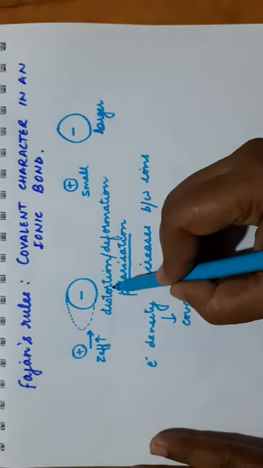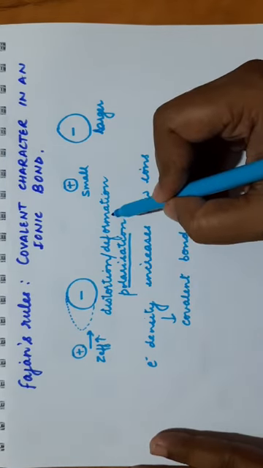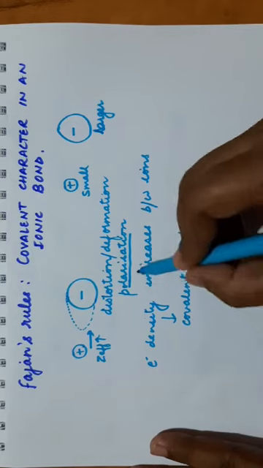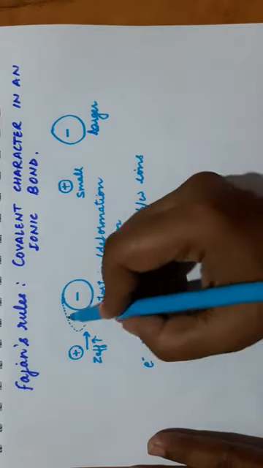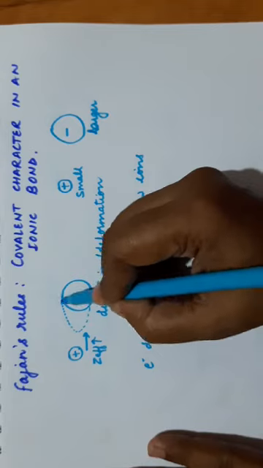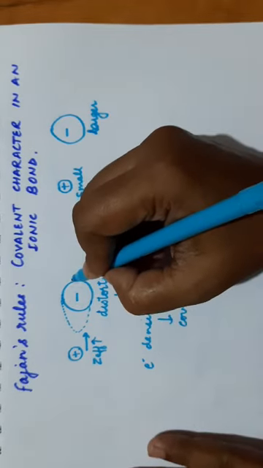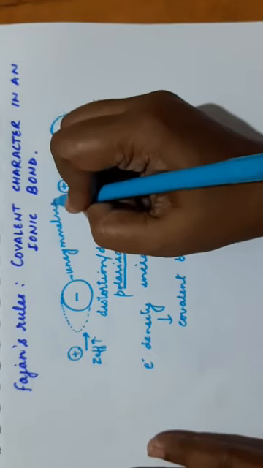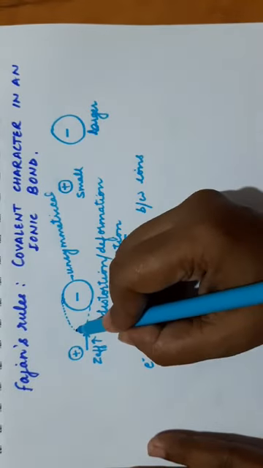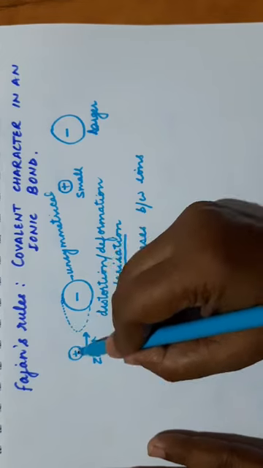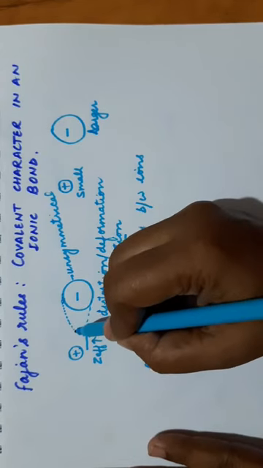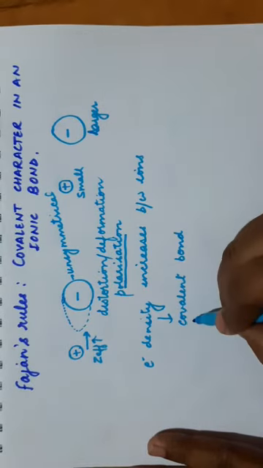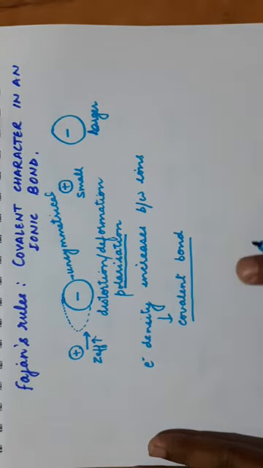It is known as distortion of the electron cloud, deformation of the electron cloud, or polarization. What happens due to this polarization? Since this electron cloud is no longer symmetrical, it has become unsymmetrical. So there will be an increase in electron density between the two ions. Since this electron density increases between the ions, a certain covalent character appears in the ionic bond.